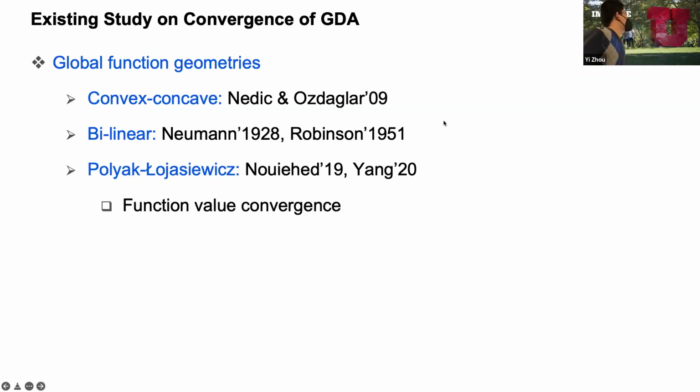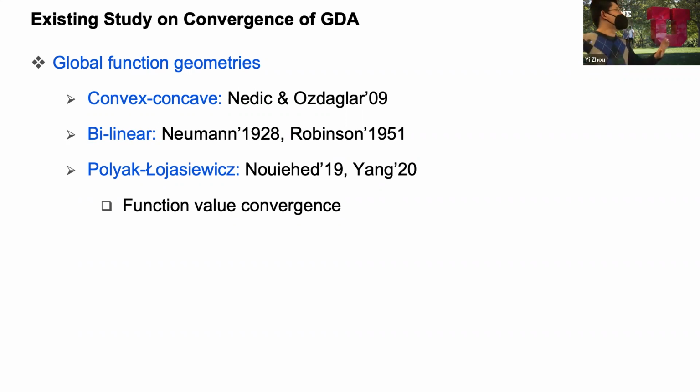So for example, the convergence of this algorithm has been studied under some global function geometries. For example, for convex concave problems or bilinear problems. Well, the bilinear problem means that if you fix x, the function is linear in y and vice versa. And also for the functions that satisfy the so-called Polyak-Lojasiewicz geometry, which is pretty similar to the strong convexity.